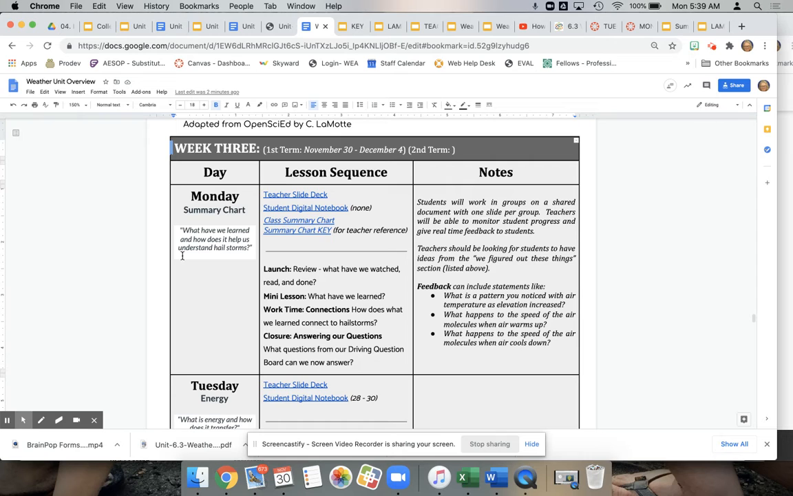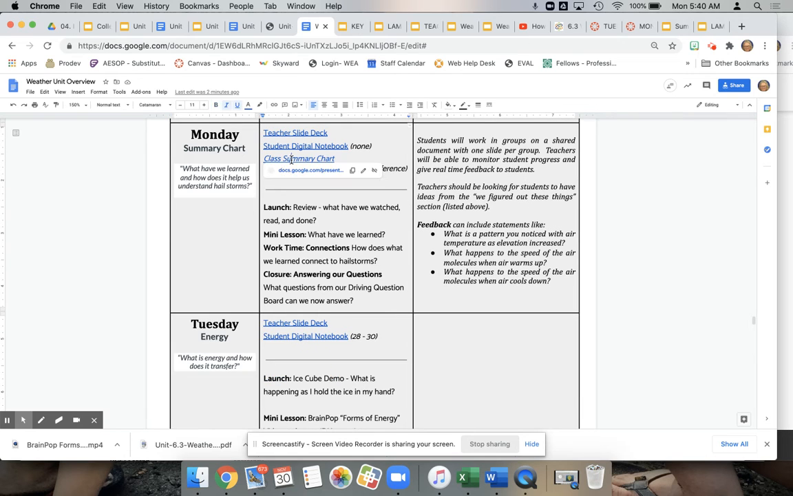So on Monday, we need to summarize what students learned in the last 2 lessons. So we will be doing our summary chart. At the top, you can see any of the documents that you're going to need, as well as some notes that are important to read. Each day, the lesson sequence is broken down by launch, mini lesson, work time, and closure.